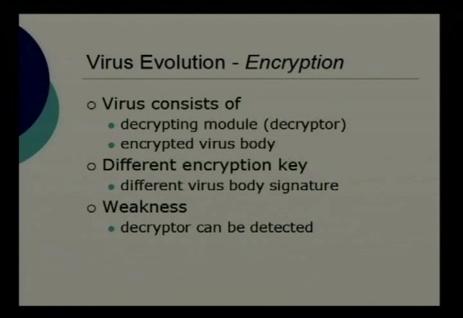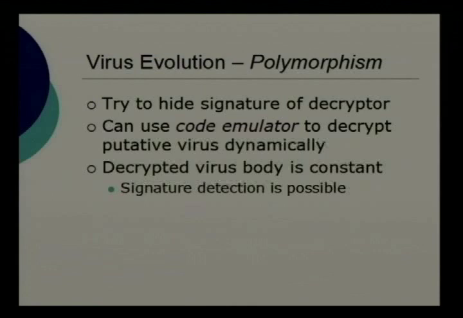Okay, so polymorphism by our definition here is kind of taking that to the next level. So you're gonna encrypt the code. Now you're gonna take the decryptor, the little piece of decryptor code, and you're going to try and obfuscate that, make it harder for people to detect that.